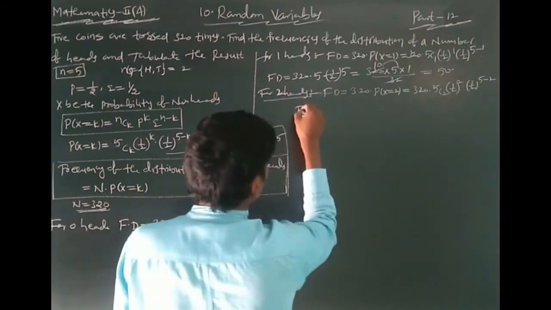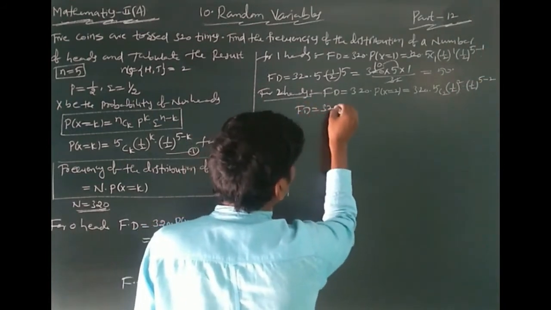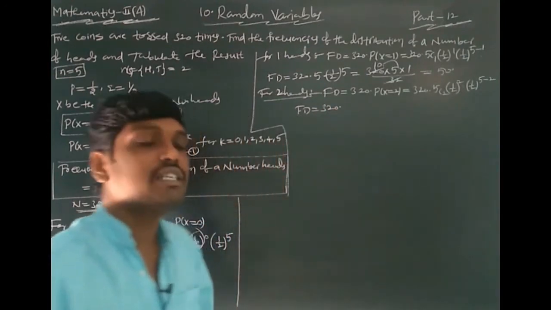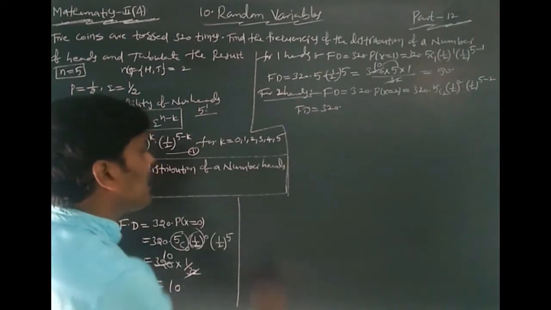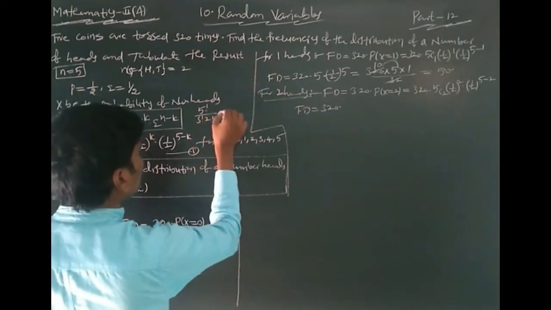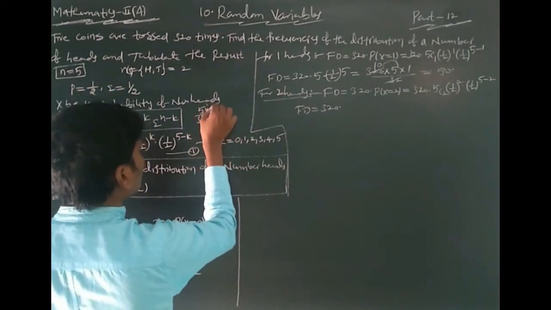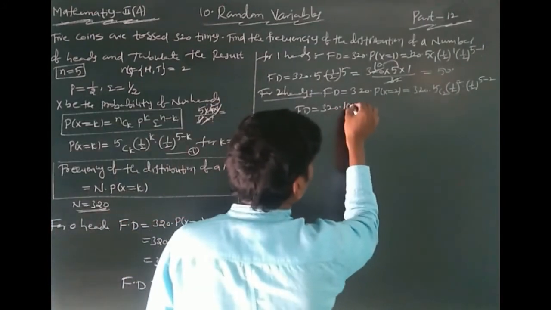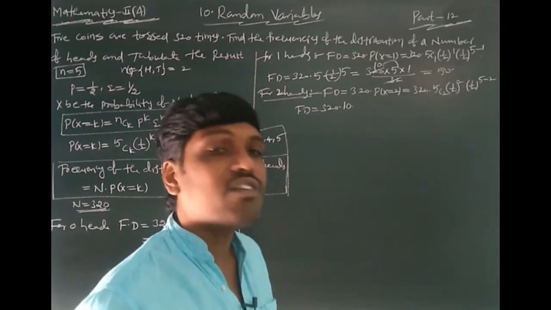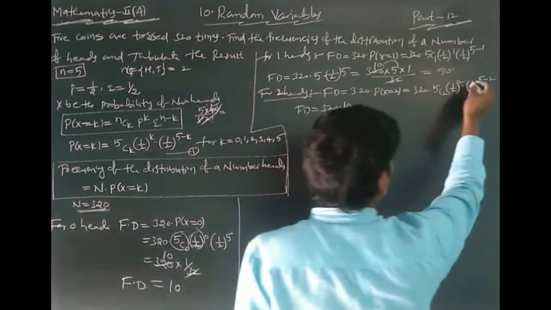You have the frequency distribution equal to 320 into 5C2. How much is 5C2? 5C2 is nothing but 5 factorial over (5 minus 2) factorial, that is 3 factorial, into 2 factorial. That is 5 into 4 into 3 factorial over 3 factorial into 2, and you get 10. The 5C2 value is 10 by using the nCr formula. Then (1/2) whole power 2.